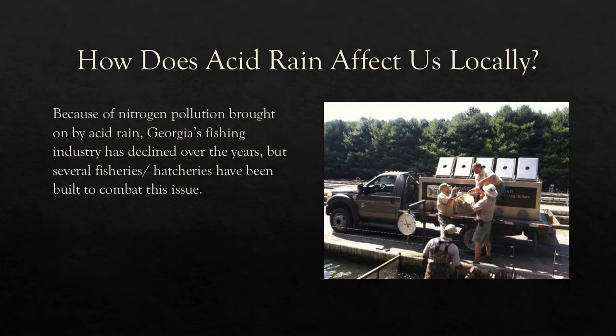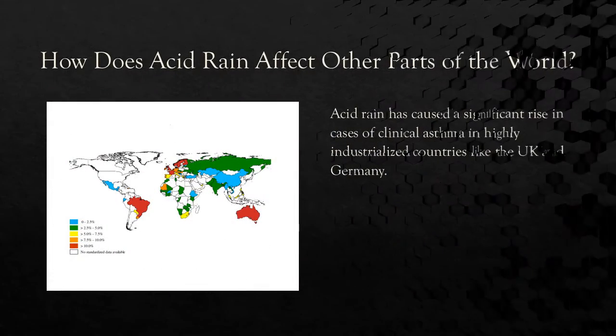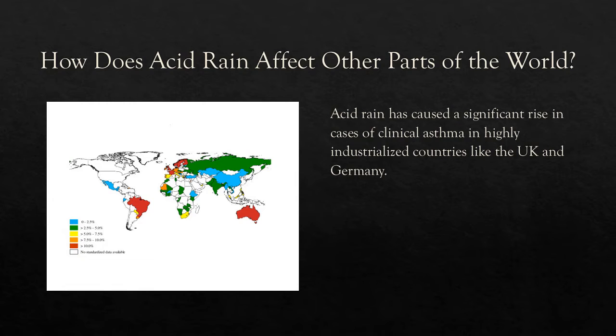For example, pictured is the trout hatchery that we now have in Cumming. Acid rain affects other parts of the world. Acid rain has caused a significant rise in cases of clinical asthma in highly industrialized countries like the UK and Germany. Places like the UK and Germany, and a lot in Eastern Europe, and Europe as a whole really, have huge problems with acid rain, whether it be damage to architectural infrastructure or asthma and health issues.